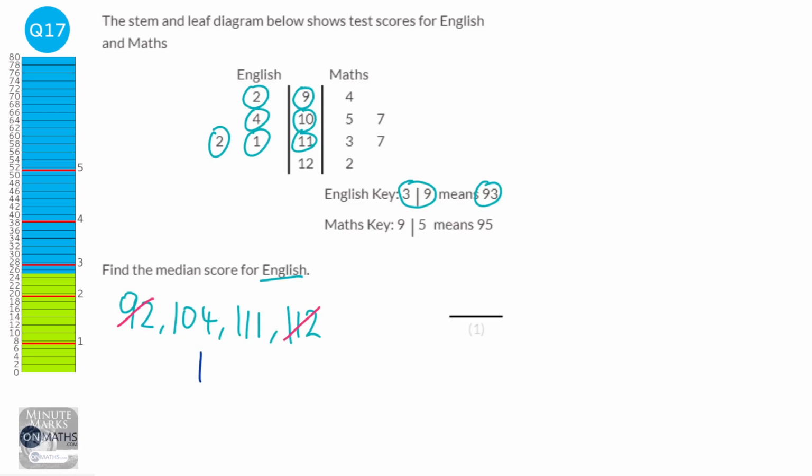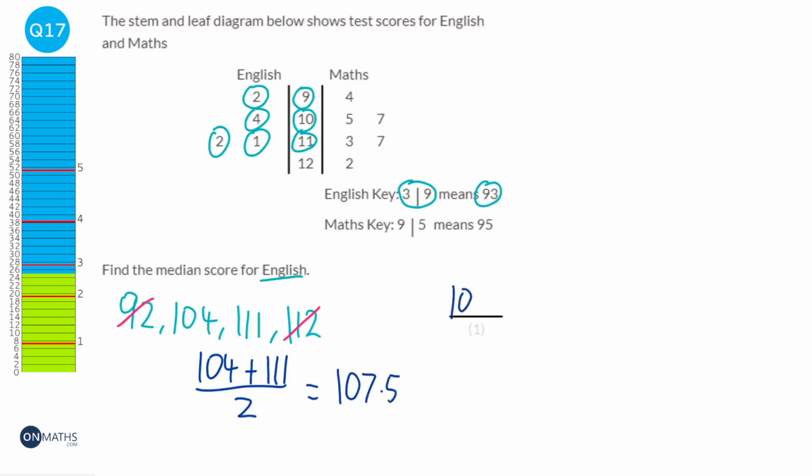So what we're going to do is we're just going to add the 104 to the 111, and we're just going to divide that by 2. So when we do that, we get 107.5. So our answer is 107.5.